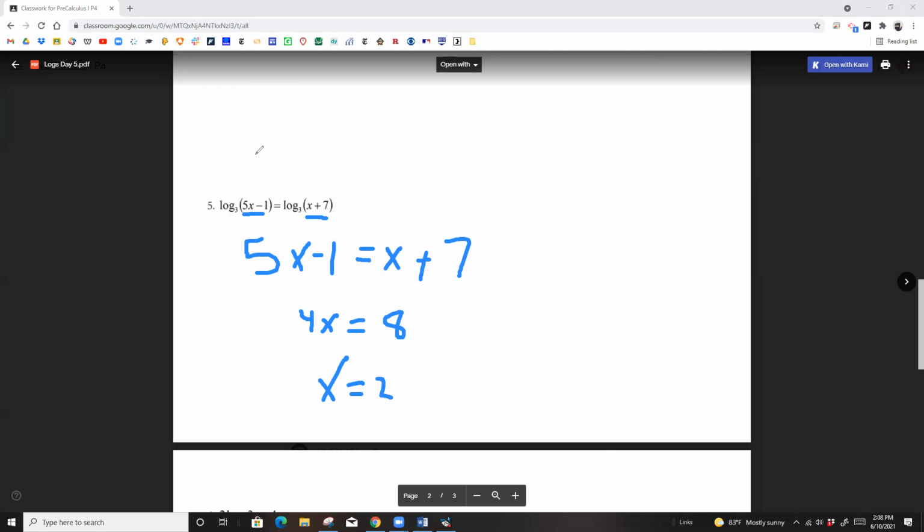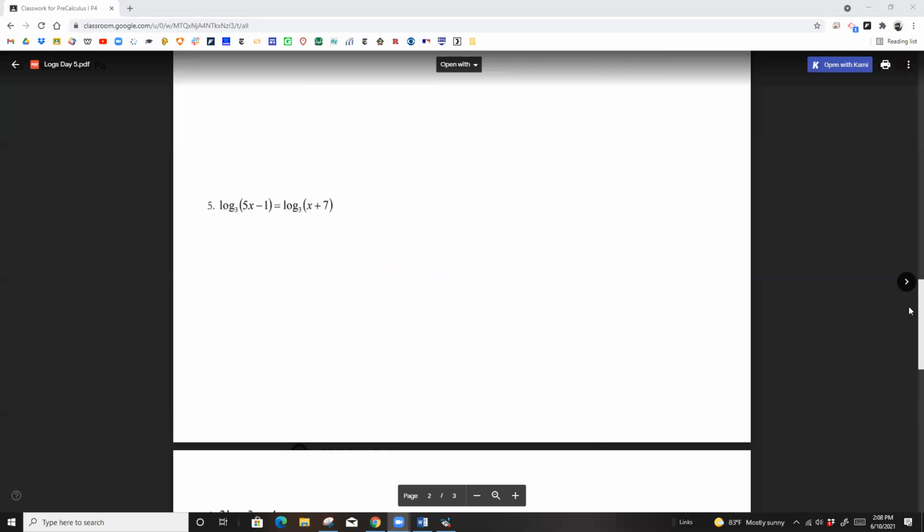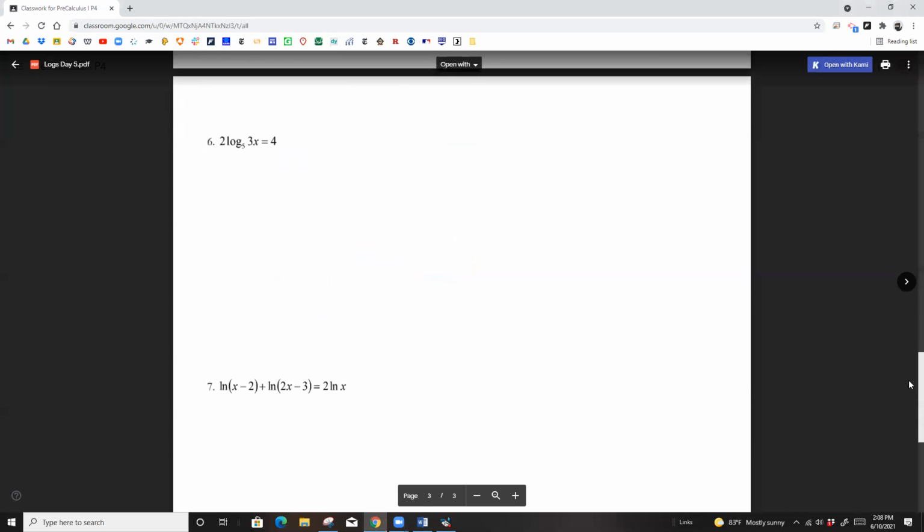If you plug it back in, it makes sense because then you get the log of 5 times 2 minus 1 is 9. So the log of 9 base 3 is equal to the log of 2 plus 7 base 3. So obviously they're equal, it's the same thing. And they're both equal to 2 because 3 squared is 9. So when you have a log equal to a log and the bases are the same, just set those expressions equal to each other and you're good to go. All right.